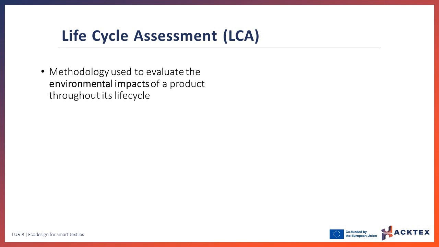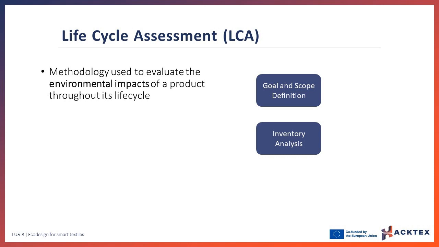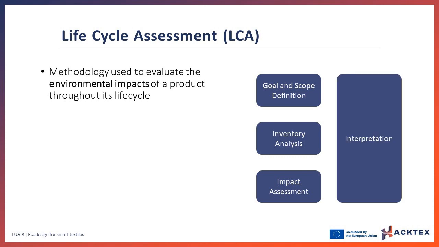The LCA process typically involves four main steps. First, the goal and scope definition, which means establishing the product system boundaries, functional unit, and the environmental impact categories to be assessed. Second, the inventory analysis, which involves gathering data on the inputs, outputs, and emissions. Third, the impact assessment, which consists of evaluating the potential environmental impacts using established impact categories. And finally, the interpretation of the results, all steps being interdependent.